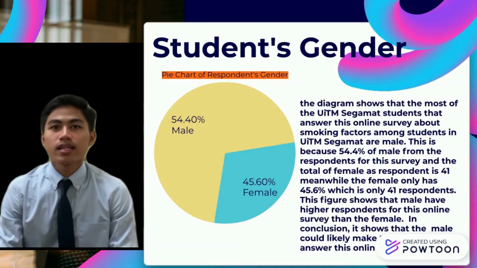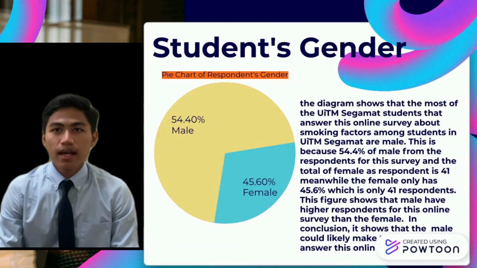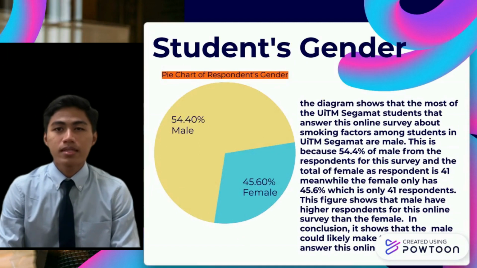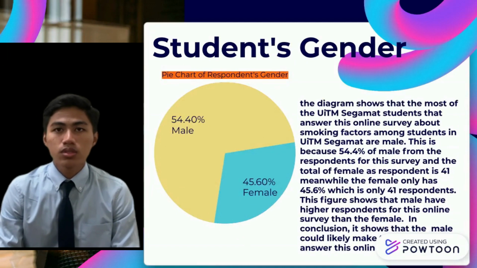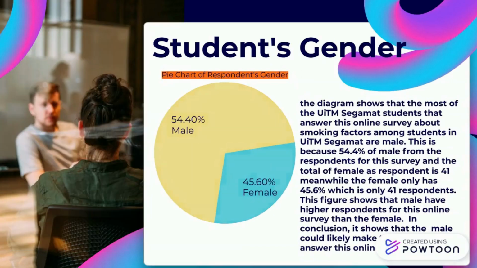The diagram shows that most of the UiTM Segamat students who answered this online survey about smoking factors among students in UiTM Segamat are male. This is because 54.4% of the respondents for this survey are male, and the total of female respondents is 41. Meanwhile, the females only make up 45.6%, which is only 41 respondents. This figure shows that males have higher participation in this online survey than females. In conclusion, it shows the males could more likely make time to answer this online survey.